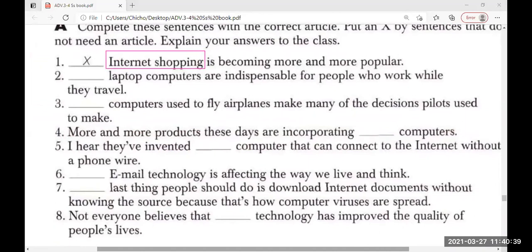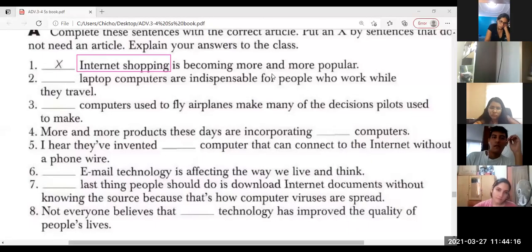Okay? So I'm going to give you some minutes so you can write here the correct article, and then we are going to discuss why. Why did you choose this? Okay? Try to do it. Let's see. Number 2, please.